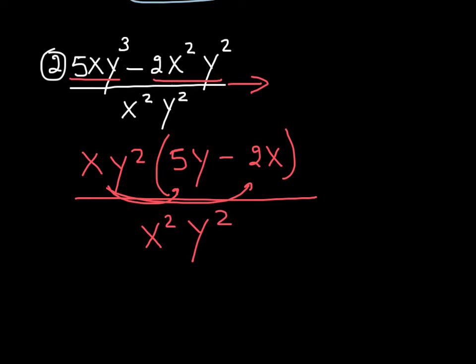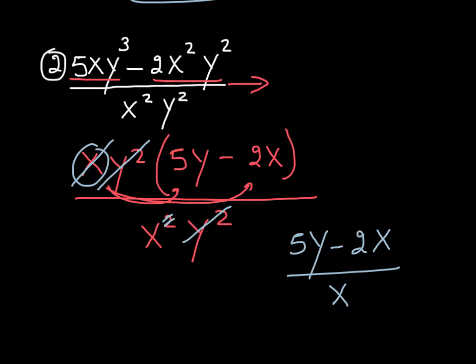The reason we factor is so we can reduce a factor. In this case, the y squared and y squared cancels out. One of those x's cancels out, and you have one remaining. Write down your answer. The answer is 5y minus 2x divided by x.